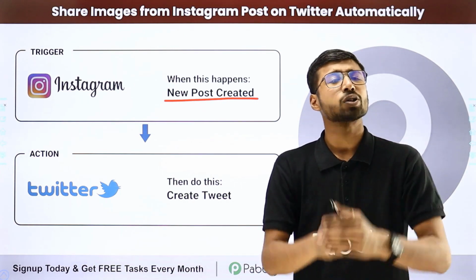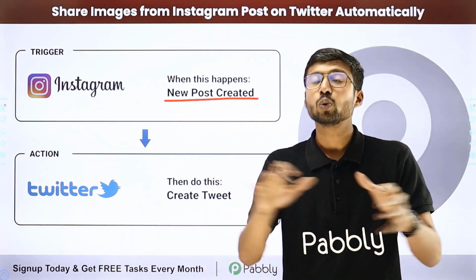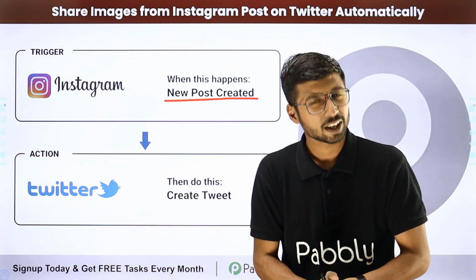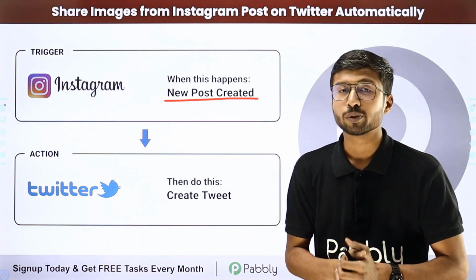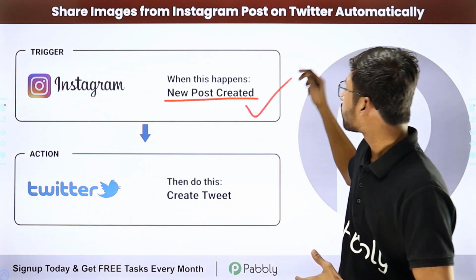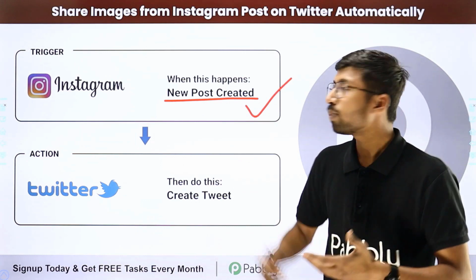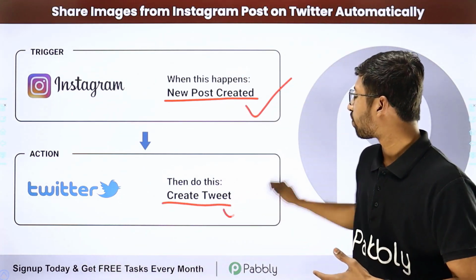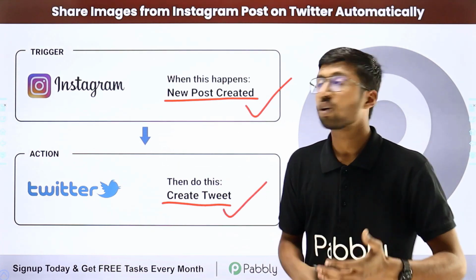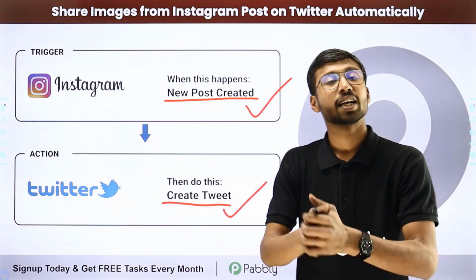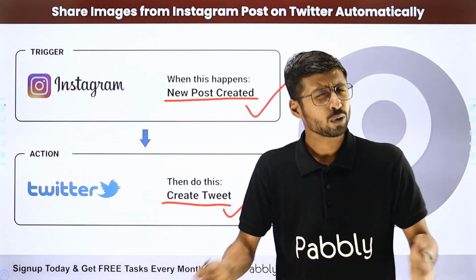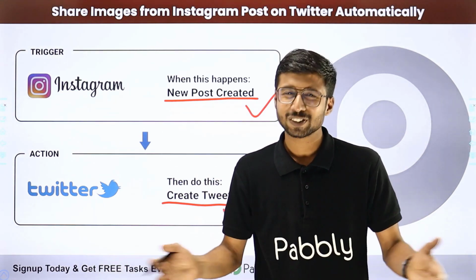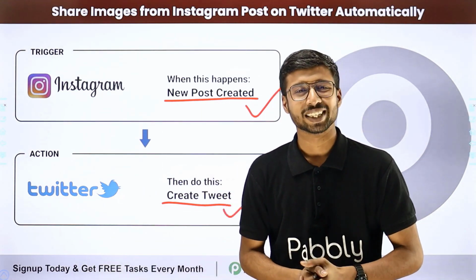Now, guys, the manual process of posting the same images on two platforms can be very repetitive and time consuming. So using this automation, guys, whenever a new post is created in your Instagram account, automatically the same image with the same caption will be tweeted on your Twitter profile as well. And also with the link of the Instagram post, you can add that link in your Twitter tweet as well. Now, guys, how can you set up this automation? To know this, you have to come with me to my screen.